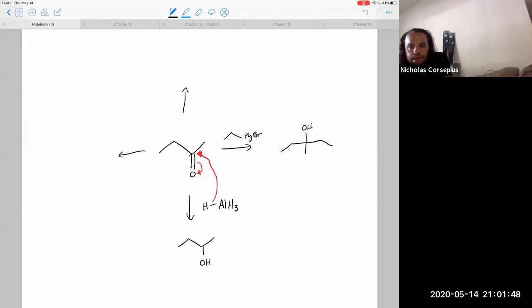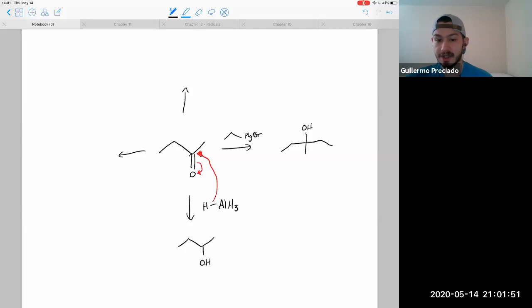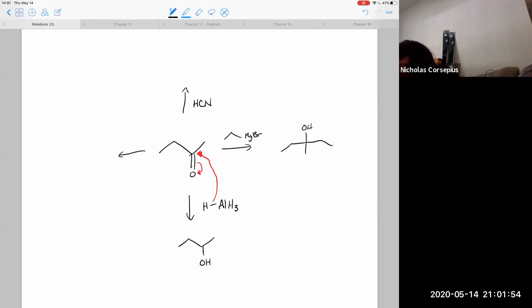Anything else? Cyanide ion. Yeah, absolutely. Sometimes you see this as HCN, which would also be that protonation step you would need at the end. But yes, the cyanide ion can also come and react with that electrophilic carbonyl carbon, giving us our nitrile group. And there was one more, but I'll give it to you because we really didn't talk too much about it. And that is your acetylide ion. So C triple bonded can form a really good nucleophile as well.